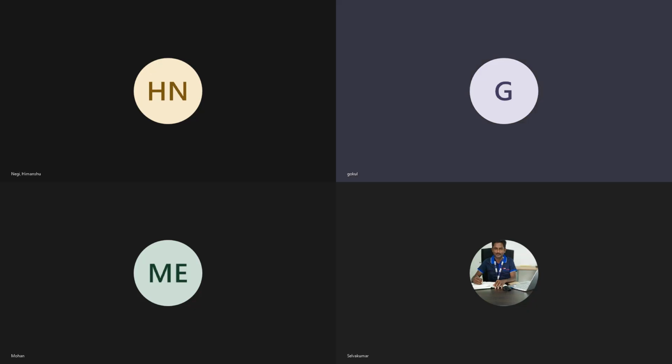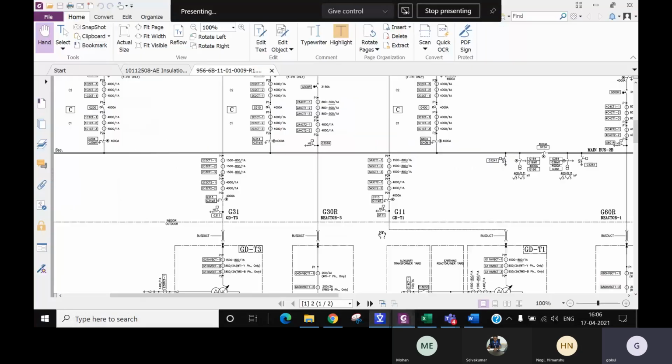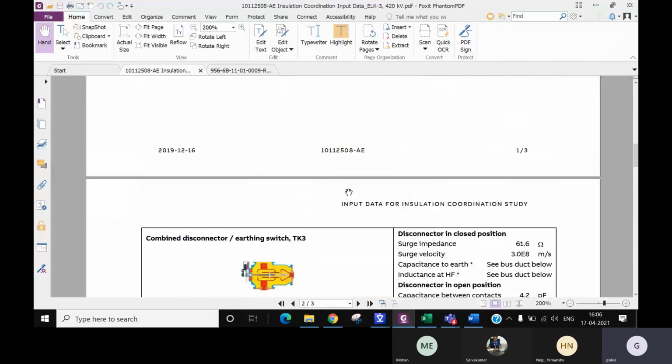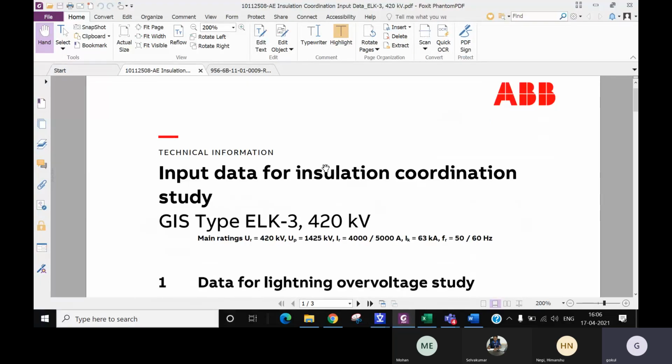Okay, I will share this file. So, you're talking about this file, right? Yes, this only. So today I will put this in our WhatsApp group.